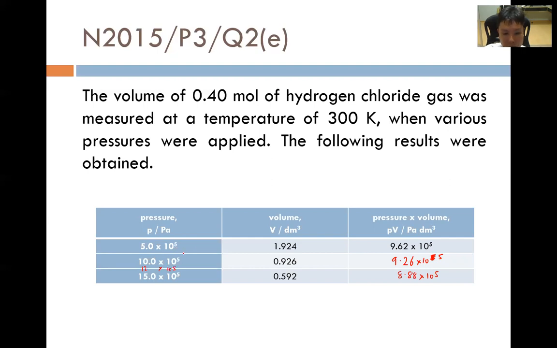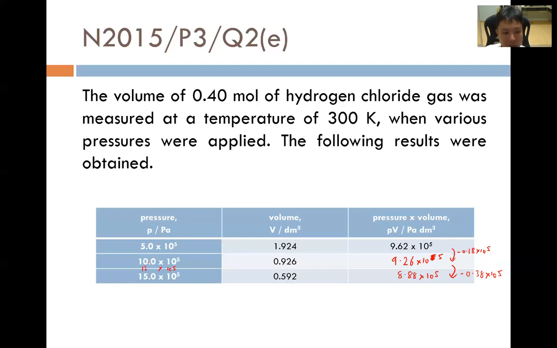And you can see that when you double the pressure, this one actually drops by 0.38 times 10 to the power of 5. And when you go from this to this, it decreases by a further 0.38 times 10 to the power of 5. So basically, when you double the pressure, the product PV will decrease by 0.38 times 10 to the power of 5.